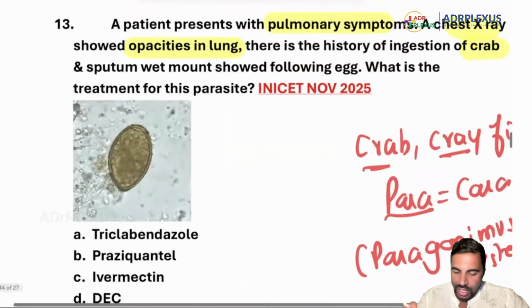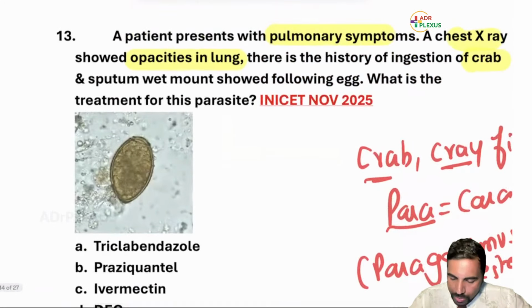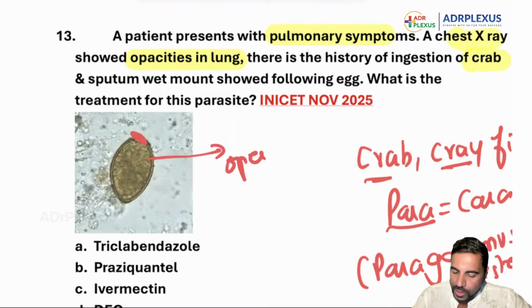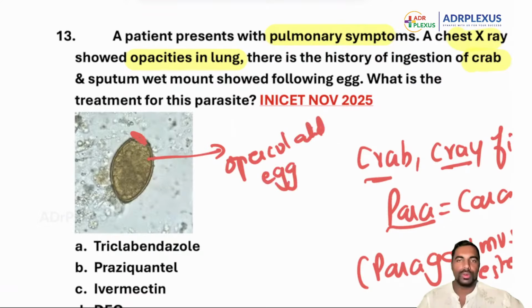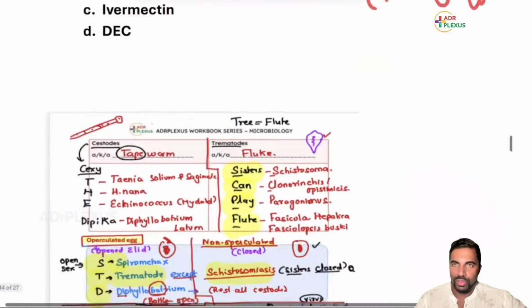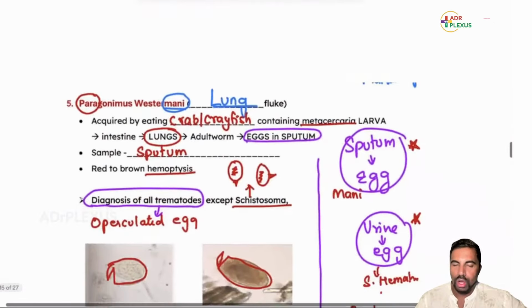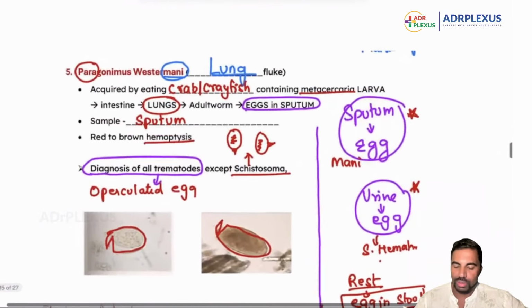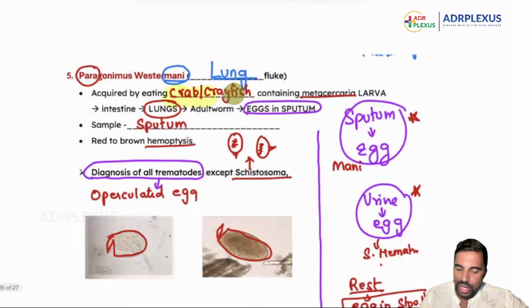So you look at this egg. In this egg, whatever the picture you got, there was a lid-like thing. So if there is a lid, then definitely it is an operculated egg. So another clue you got, it is trematode. Trematode, that's enough. Paragonimus westermani, we discussed it very nicely. Crayfish is there, and in lungs, eggs you see in the sputum, and usually it's mentioned the sputum or even stool, doesn't matter. If there is crab, then it is Paragonimus westermani only, right?